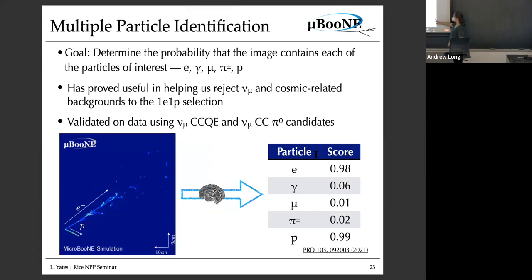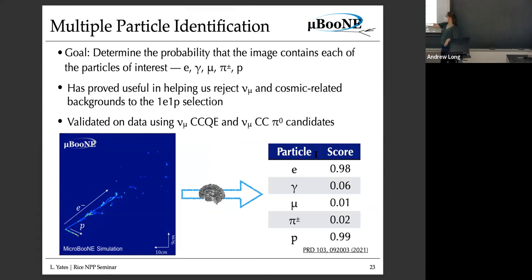So I also wanted to talk about the multiple particle identification. The goal here is, instead of looking pixel by pixel at the image, we look at the whole image together and ask the network to tell us the probability that there is a particle of each of these five types in this image.